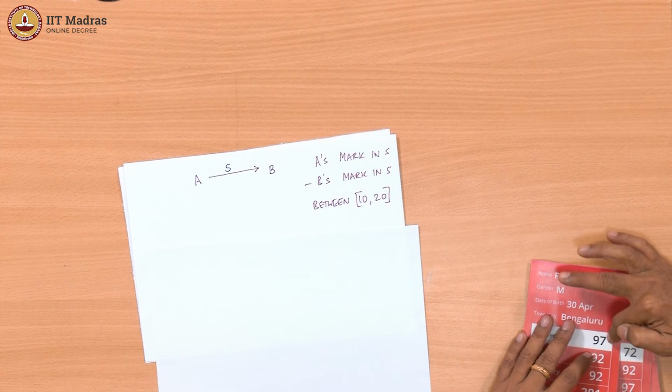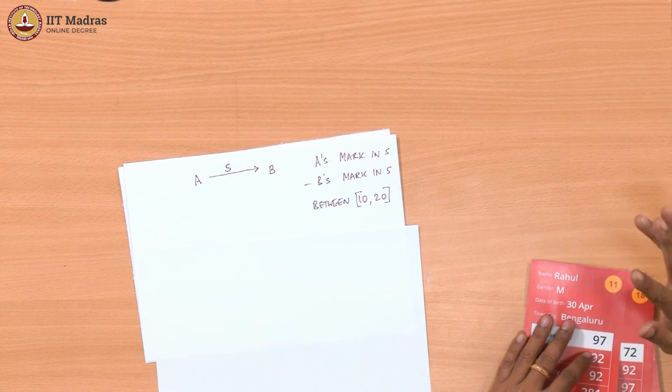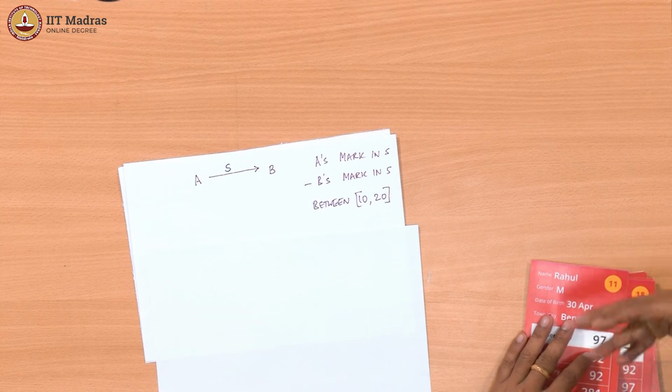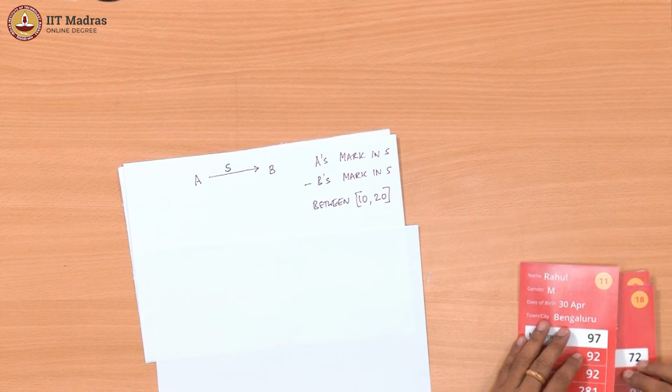Rahul has 97, so we are starting with 87, just 10 less, and going down to 77. Anybody between 77 and 87 will be a candidate for Rahul to mentor. Nobody is going to mentor Rahul because nobody can be above 97, so it's not possible. Rahul doesn't need mentoring.